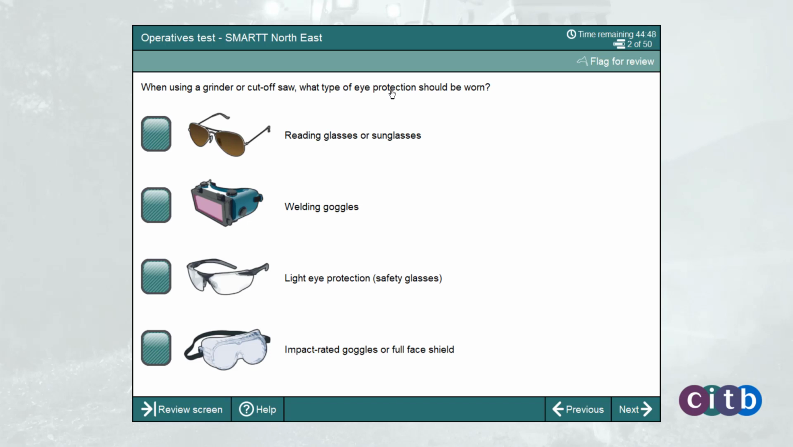When using a grinder or cut-off saw, what type of eye protection should be worn? Reading glasses or sunglasses? Welding goggles? Light eye protection, safety, impact-rated goggles or full face shield?